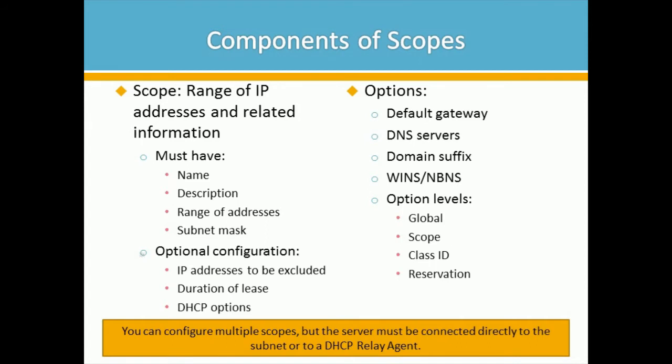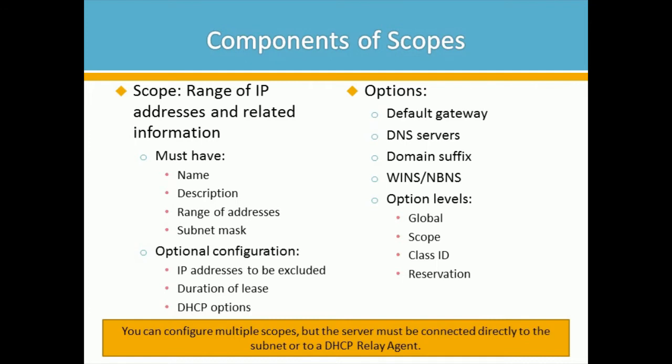Also with scopes, we can decide the options, but options also have different levels. An option can be global to all scopes. They could be at the scope level. We can create a class ID level, which could be hardware or software defined, or it could be at the reservation level. So if I reserve an IP address and configuration for a client, then that reservation can have its own options, its own default gateway, its own DNS servers. So we can create those options at many different levels. The default level and the most common level, of course, is at the scope.